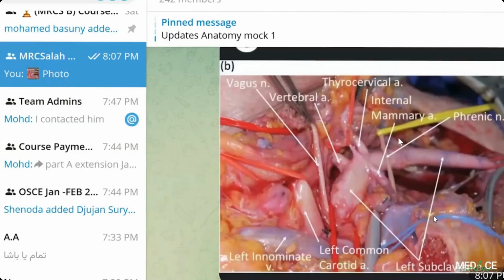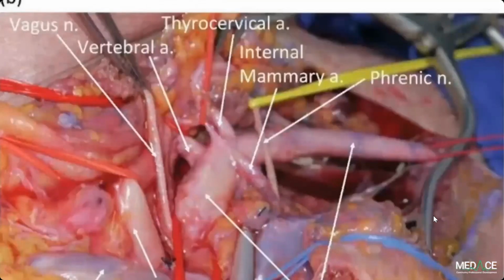I have the feedback that came from the UK about these two pictures. They told me the picture is close to this. I think this is a very bad picture. If you start first with the arch of aorta, you can identify the left subclavian and the left common carotid. The left common carotid, as you see, is going up. It will be clear with you.